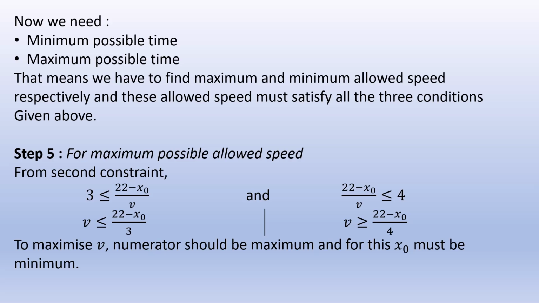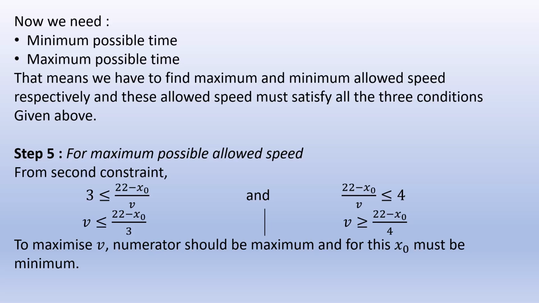Now, what do we need? We need the minimum possible time and the maximum possible time to reach x equal to 88 meters. That means we have to find the maximum and minimum allowed speed respectively, and those allowed speeds must satisfy all the three conditions or constraints given above.